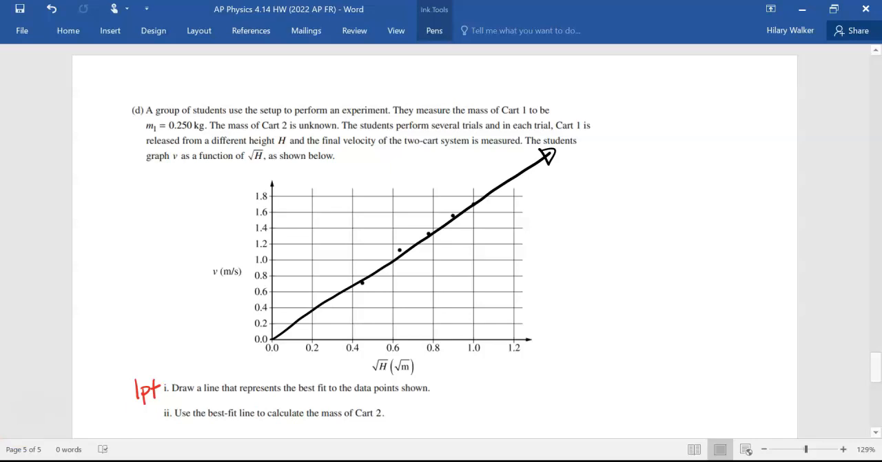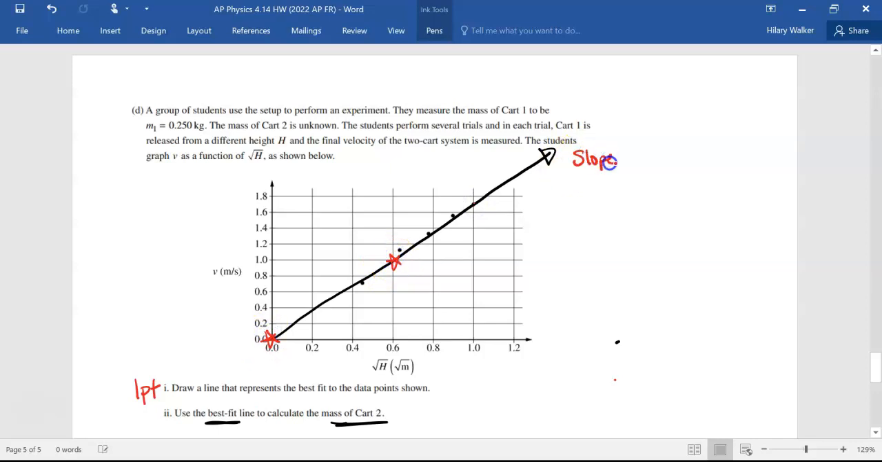Okay, let's go ahead and look at part ii now. It says use the best fit line to calculate the mass of cart 2. So a key is if you're using the best fit line, you're going to need to find the slope of that line. So let's just go ahead and look at this problem. And again, you need to find 2 points on that slope. It could be data points if the data points are on the slope. So like this one is on it, but I'm just going to use this point right here, which is an easy one for me, and this point right here.